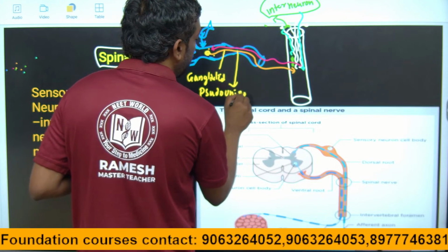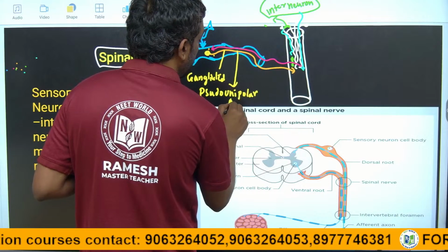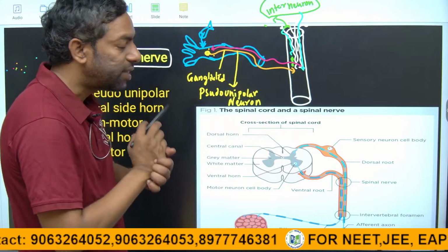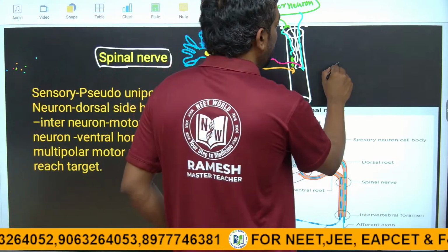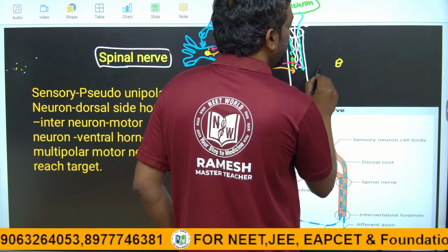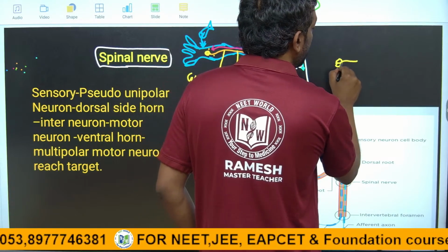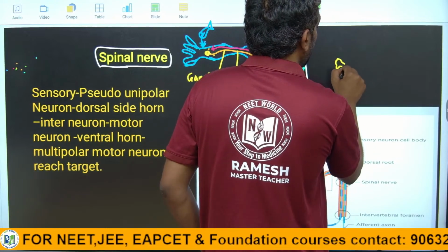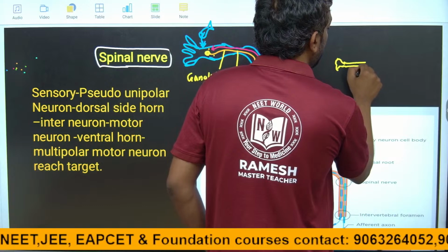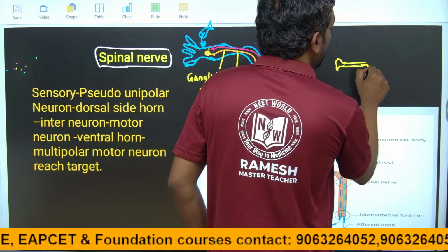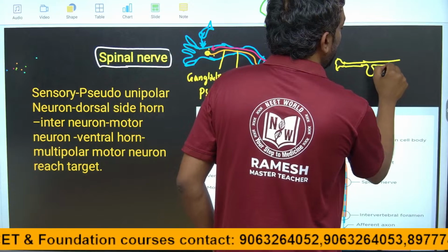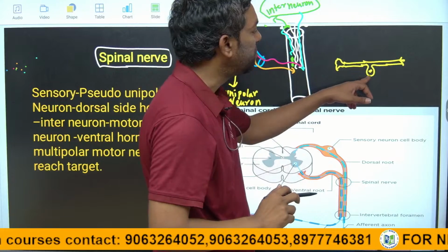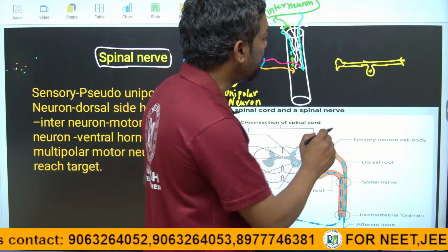Pseudo-unipolar neuron. The structure of a pseudo-unipolar neuron, guys: this is the cell body of the neuron. This is the dendrite of the neuron. This is the axon part. In the middle of the axon part, there is a cell body and telodendrite. This is the telodendrite. This cell body in the middle of the axon part is called a pseudo-unipolar neuron.